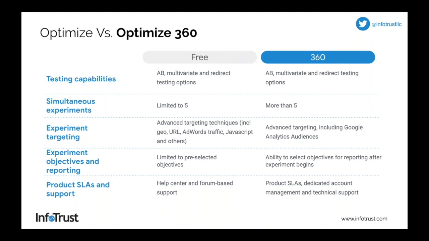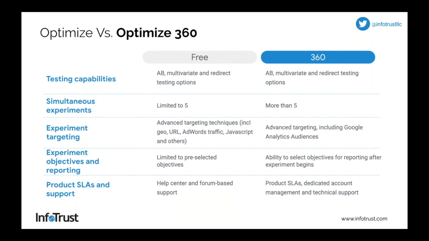For targeting, this is another place where there's a difference between the two options. Both offer advanced targeting options, including geo-targeting, URL and query targeting, AdWords, JavaScript, and data layer. But for Optimize 360, you also have advanced audience targeting options through the integration with Google Analytics audiences. So you can directly access those audiences that you have set up in your Google Analytics or Analytics 360 properties.